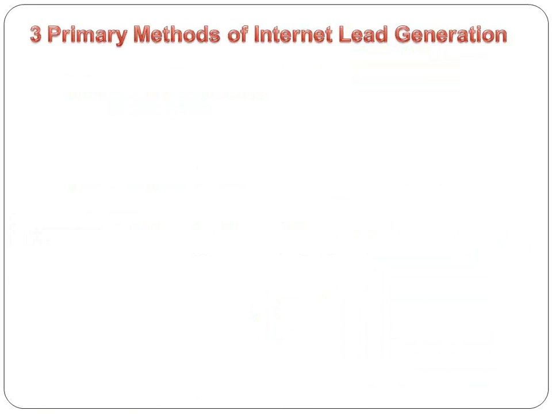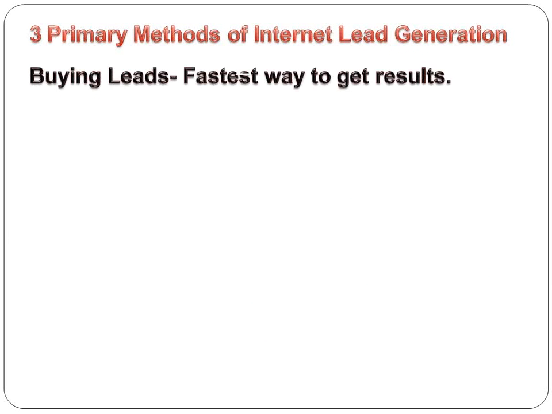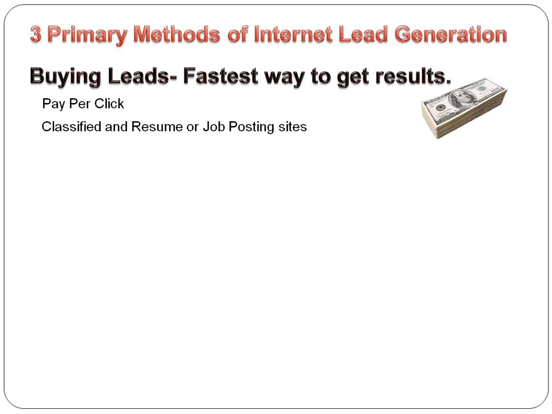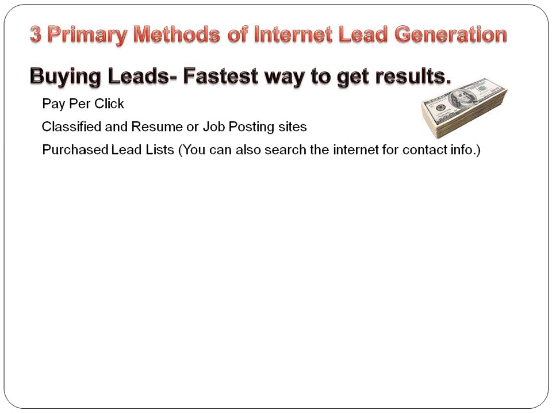Now, there are three primary methods of internet lead generation. Buying leads, and this is the fastest way to get results. You just pay with your money or, in some cases, your time. That's pay-per-click, classified and resume or job posting sites, and purchasing lead lists, or scouring the internet, searching for contact information that you can use to connect with people. This is the fastest way to get results.